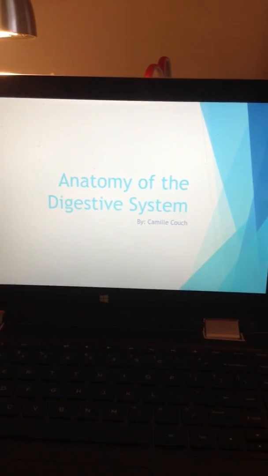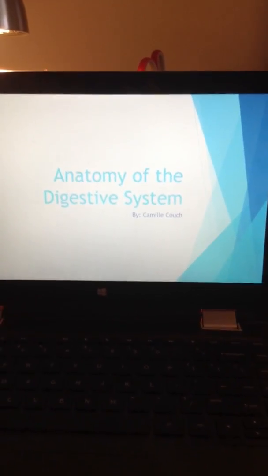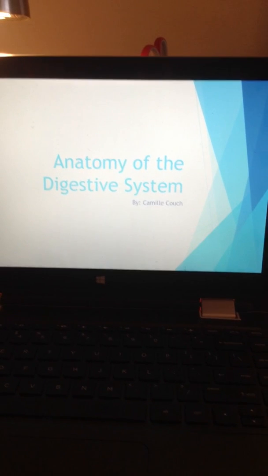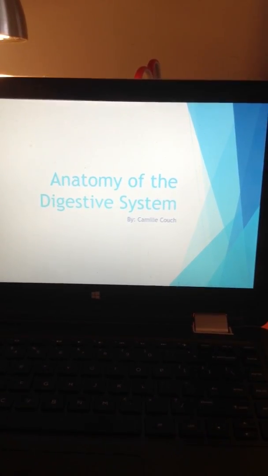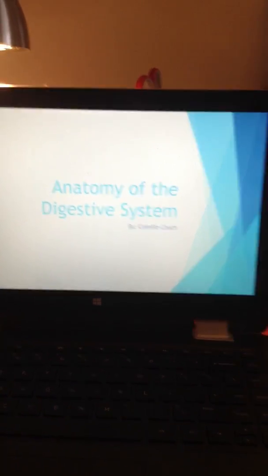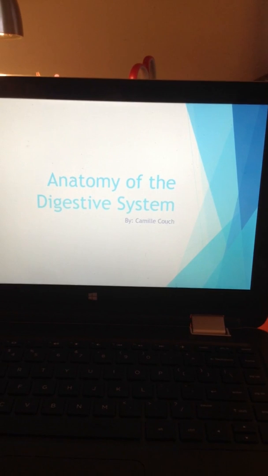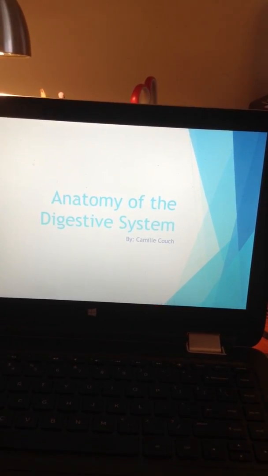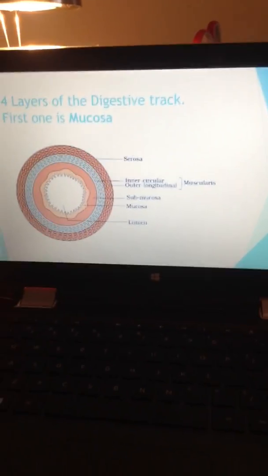Hello everyone. For my portion of teaching, I was assigned the first section, which is the anatomy of the digestive system. To start off, we're just going to talk about how if you cut the entire digestive system cross-section wise, it is made up of 4 main layers. So we're just going to go ahead and start with that.